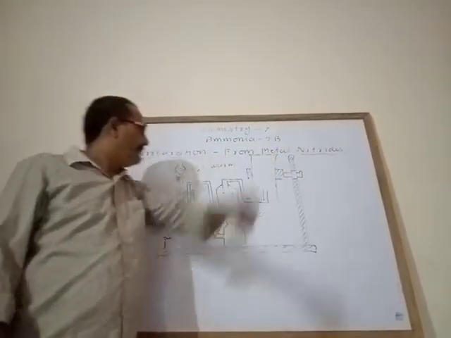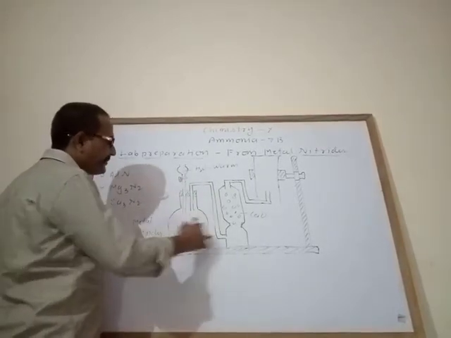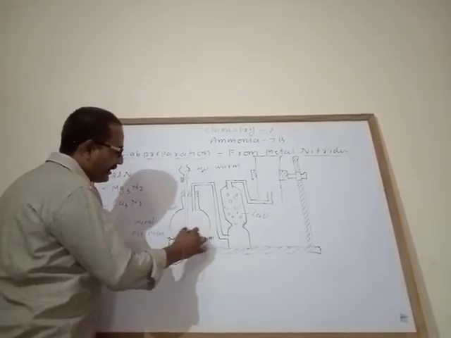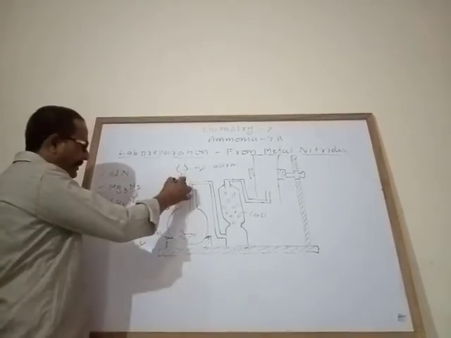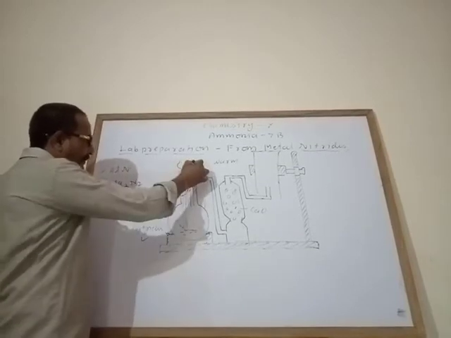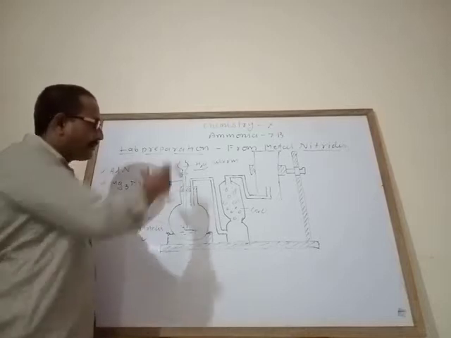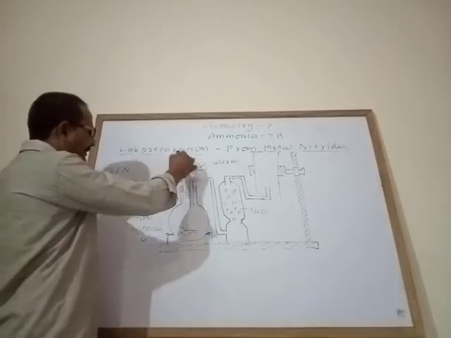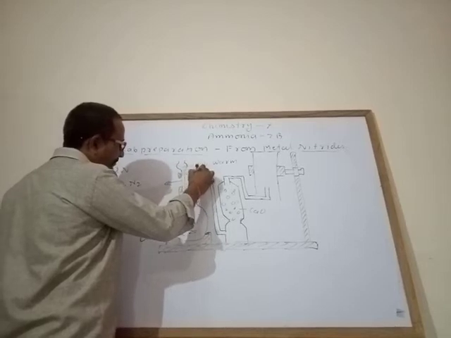I have written here. See that this is a round bottom flask. In that round bottom flask we will take metal nitrides. Now from the crystal funnel we have to add warm water, hot water. See that when the reaction is started, it forms ammonia.